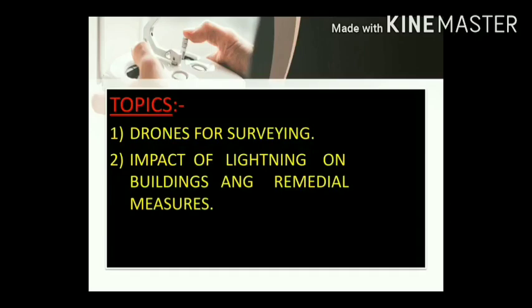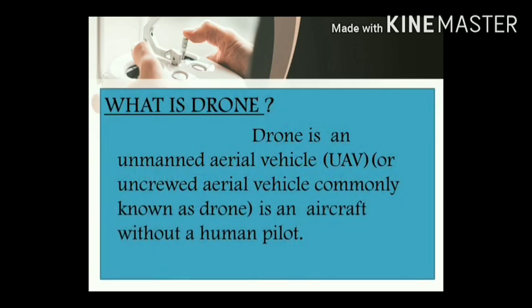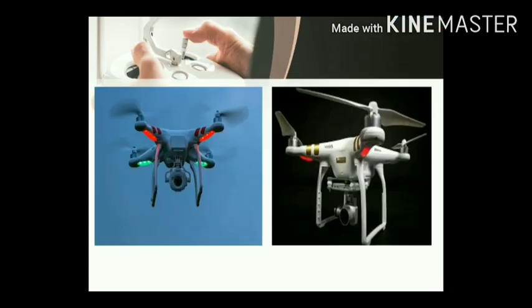In this video, I am going to explain one of the topics from civil engineering. My first topic is drones for surveying, and the second one is impact of lightning on buildings and remedial measures. Now we study what a drone is. A drone is an unmanned aerial vehicle, an aircraft without a human pilot. It is commonly known as a drone. These are the images of drones.